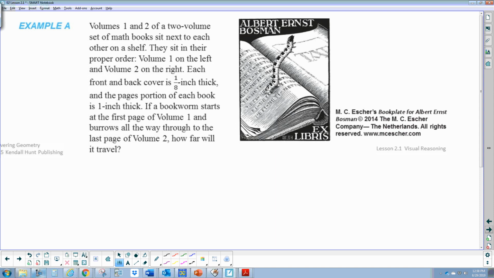So I want you to look at your note sheet, and this problem is on your note sheet. I want you to take a minute and think about it, draw a picture on your note sheet, and then come to a conclusion on how far the bookworm is going to travel. I'll give you a minute to read through the problem and to draw your picture, and you can pause the video while you work.